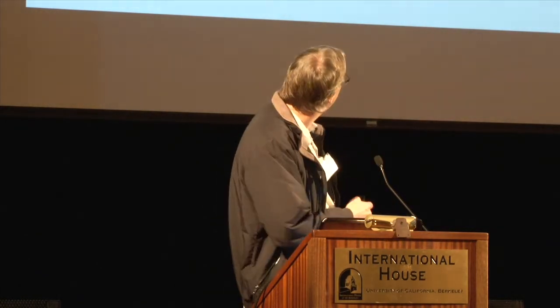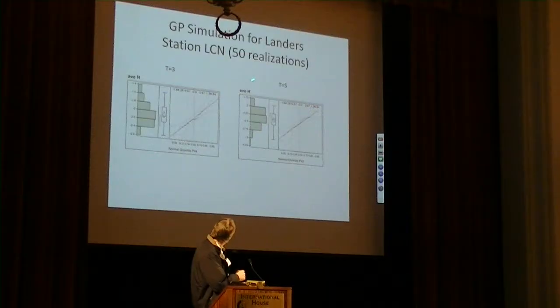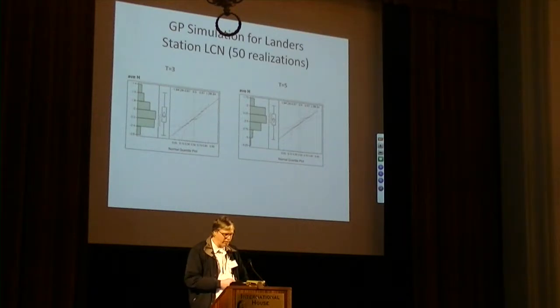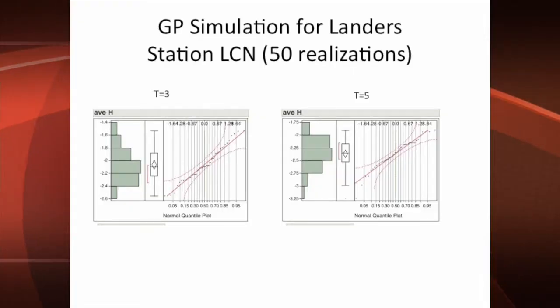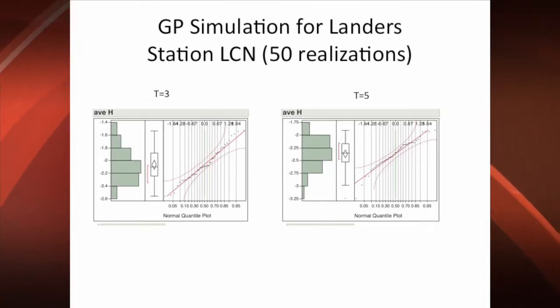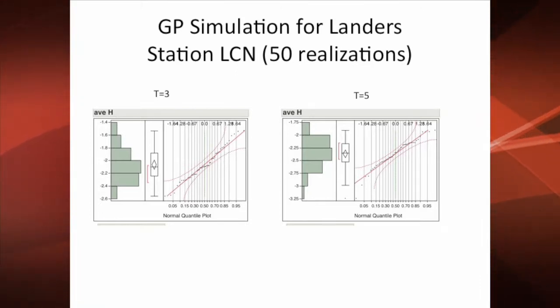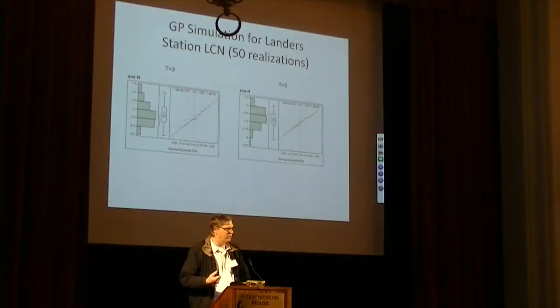We also looked at the simulations to see what they are showing. This was the forward simulations from the Graves-Pitarka method for the Landers station. With 50 realizations, I'm only going to get out to not quite 2 sigma, for 1 out of 50. This is 3 seconds and 5 seconds. We focused on this because that's the part where there's randomization in the slip model, and that should be affecting the distribution of ground motion. And here we don't have enough data to tell us there's a deviation from log normal in this distribution.